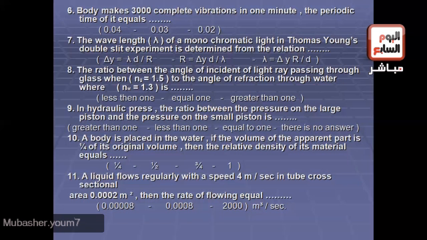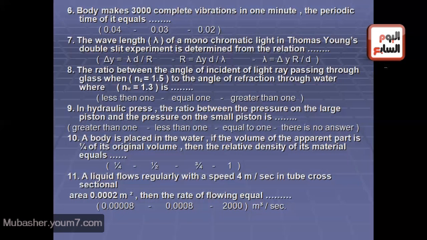Okay? Another question, number 6. A body makes 3000 complete vibrations in 1 minute. The periodic time of it equals, yes, we want periodic time. Periodic time, remember its relation. The periodic time equals the time in seconds divided by the number of complete vibrations. If we divide 60 by 3000, it will give by calculator, yes, 0.02.